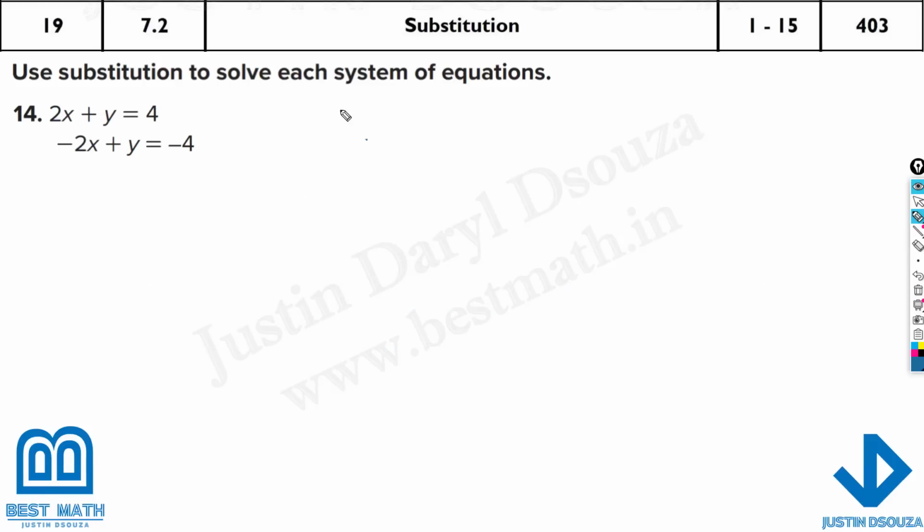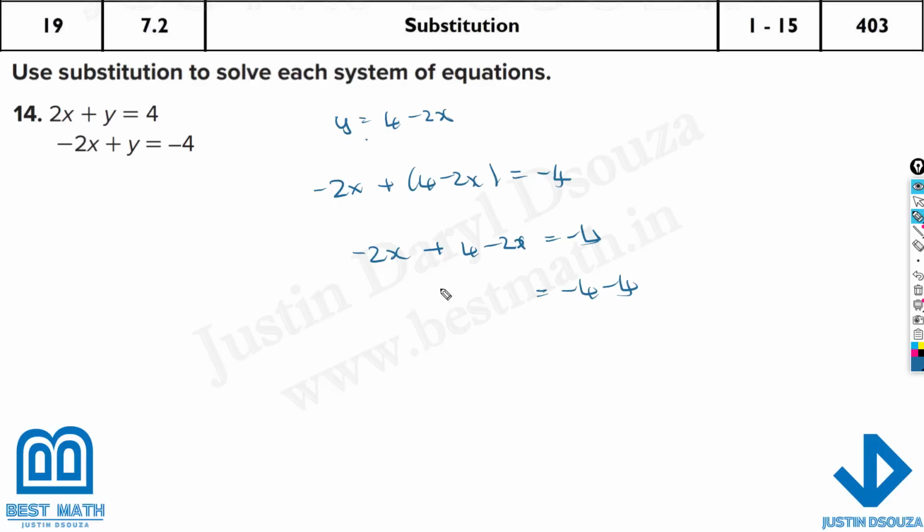So here, let me write this: y is equal to 4 minus 2x. I've just rearranged the above term, and now I will substitute in the second equation: minus 2x plus 4 minus 2x equals minus 4. Move the 4 to the other side, it will be minus 4 minus 4, and minus 2x minus 2x is minus 4x. So minus 4x is equal to minus 8. We can remove these negatives because both are negative. If we just change signs, they both become positive, and x will be 8 by 4, that's 2.